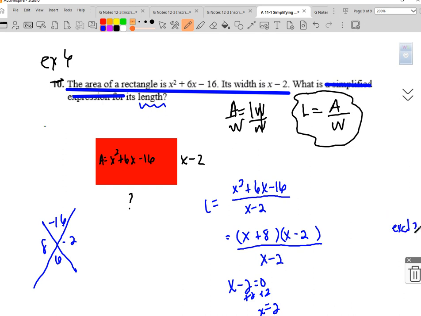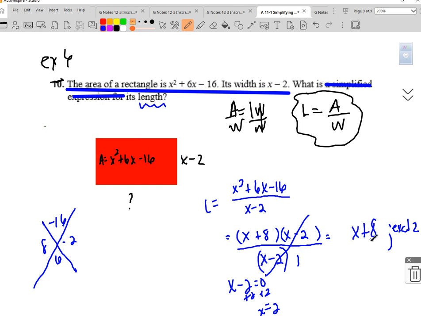Now what are we doing? Put in parentheses, and step 4 says to do what? Cancel any common factors. So x minus 2 and x minus 2. So it simplifies to x plus 8.